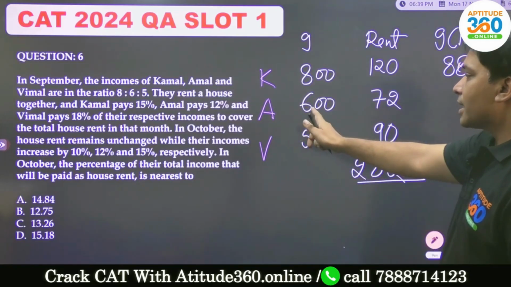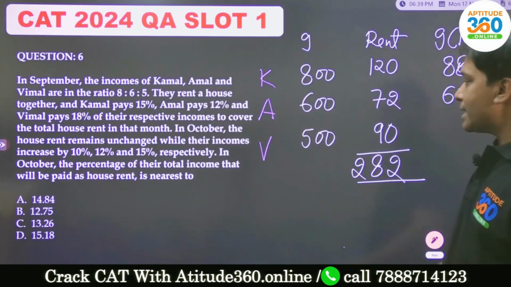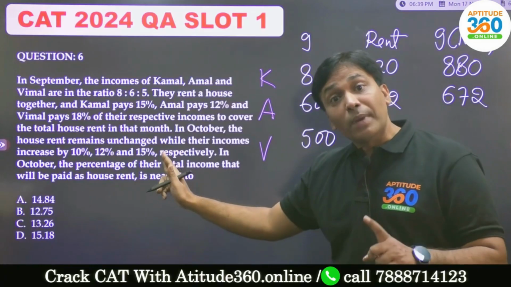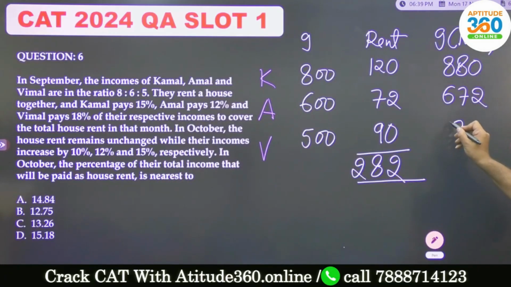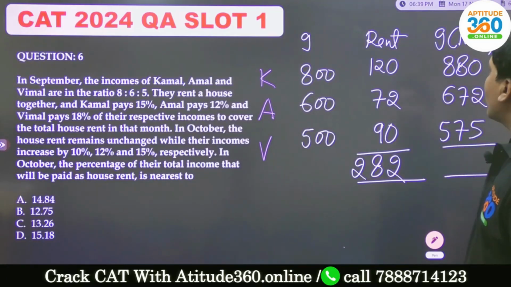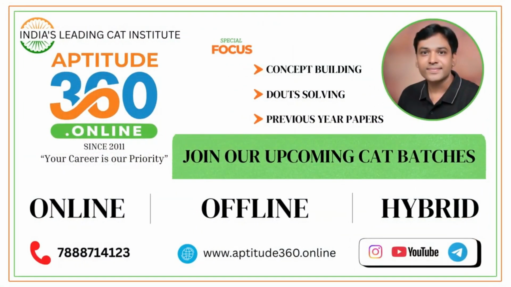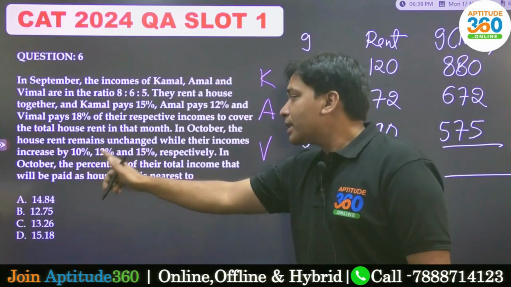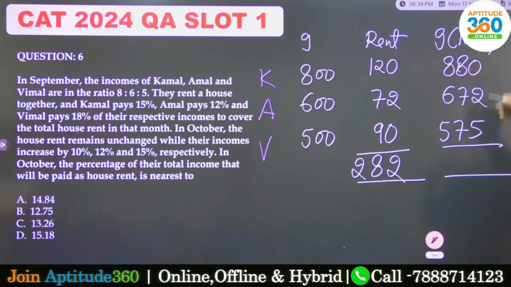Amal's income is increasing by 12%, so 12% of this value will be 72, so that is going to be 672. Whereas for Vimal, it is increasing by 15%. So what is 15% of 500? It is 75. So the new income is 575. So we need to find out the new collective income, because you need to find out in October the percentage of their total income that will be paid as house rent. So let us find it out.